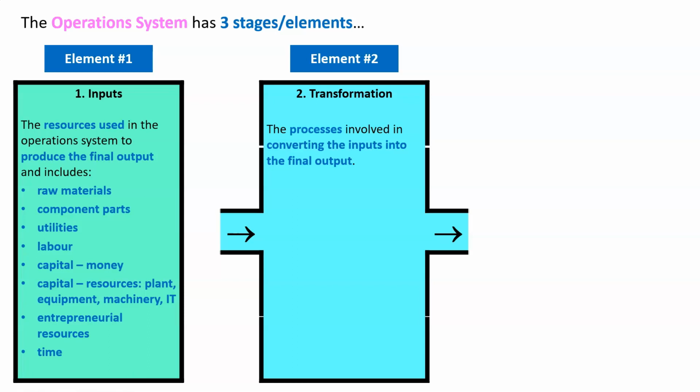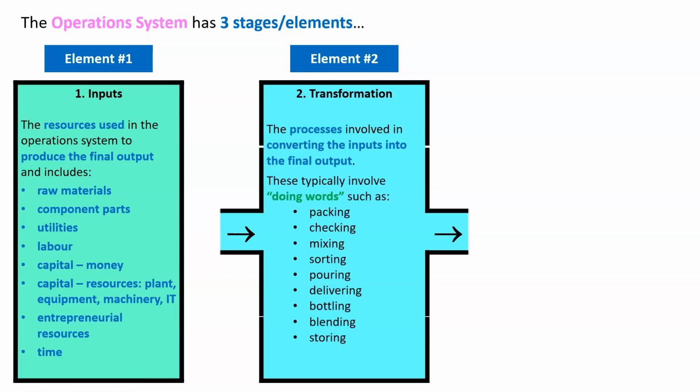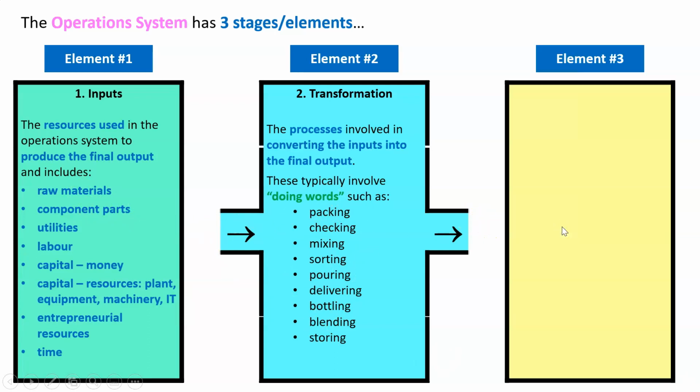That will be different for every business, but basically we're going to use a lot of doing words here. So words like packing, checking, mixing, sorting, etc. That's all the things that are getting it done to turn all those inputs from over here, go into here, all these things happen, and then we spit out our third element, which is outputs. The transformed inputs, which is a final product, and that can be either a good or a service.